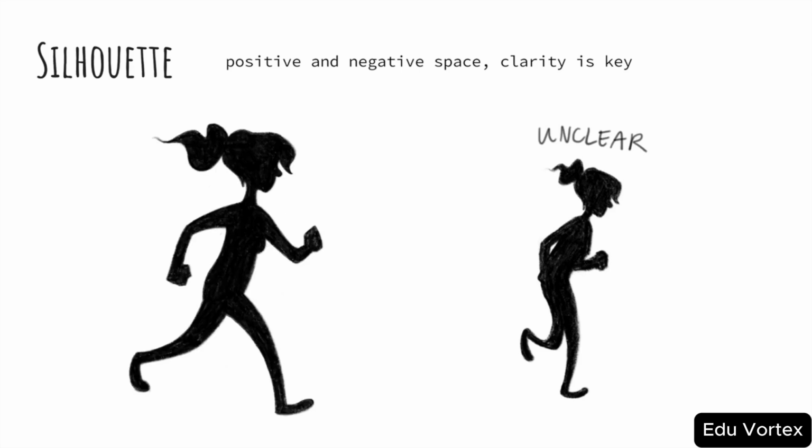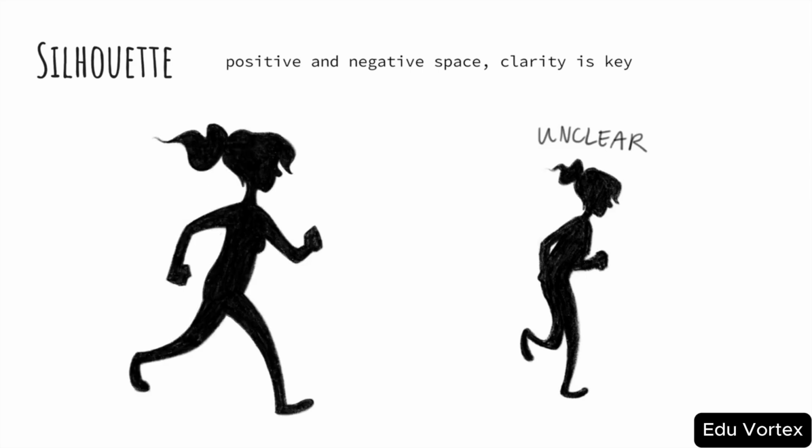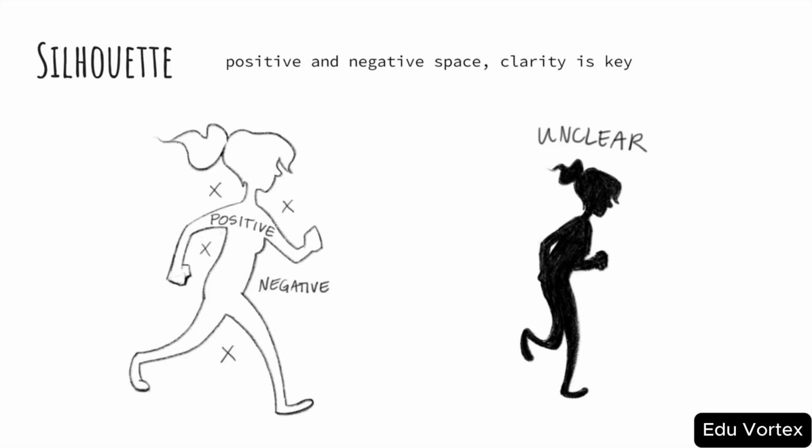So the silhouette on the right is unclear. Her legs and arms are bunched together sort of awkwardly, and it's just not as appealing to look at as the silhouette on the left, which is super clear. There's a lot of breathing room for negative space, and you know exactly what she's doing.